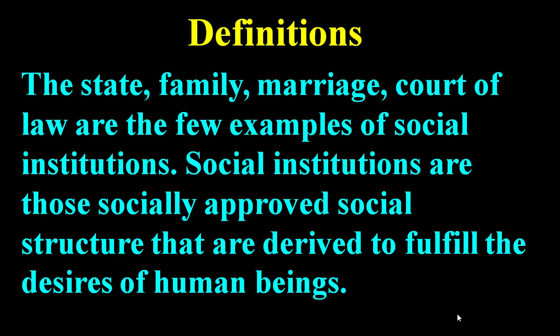Here are some of the very important social institutions: the state, family, marriage, court of law, even schools, bus stops, cinema theaters, parks and hospitals. These are all considered examples of social institutions. These social institutions are socially approved social structures derived to fulfill the desires of human beings.